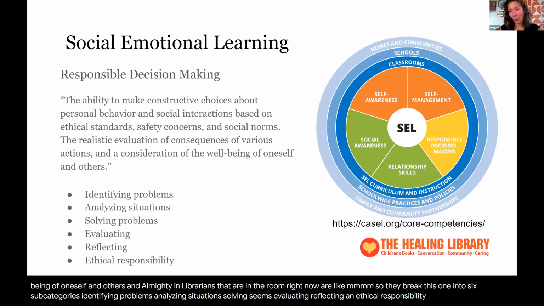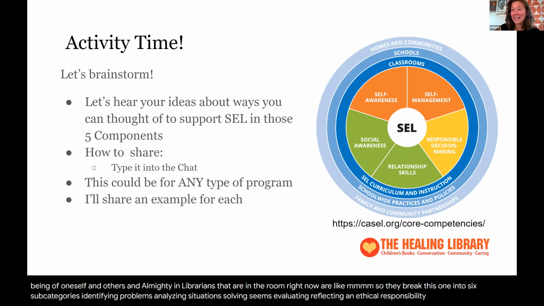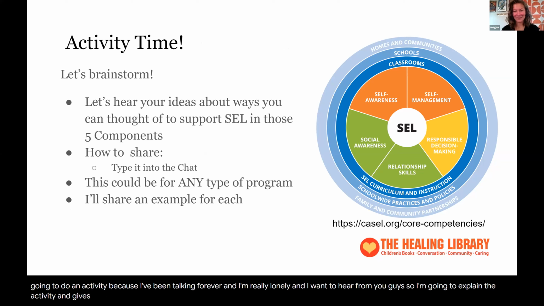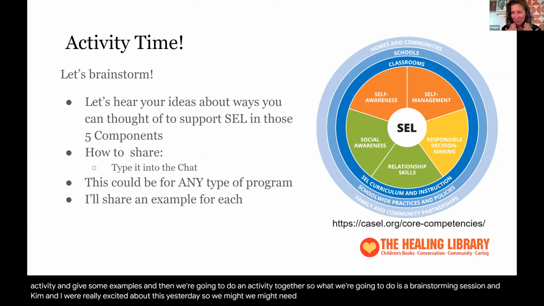So that was a lot. We're going to do an activity because I've been talking forever and I'm really lonely and I want to hear from you guys. So I'm going to explain the activity and give some examples, and then we're going to do an activity together. So what we're going to do is a brainstorming session. And Kim and I were really excited about this yesterday. So we might nerd out kind of hard and just tolerate us.